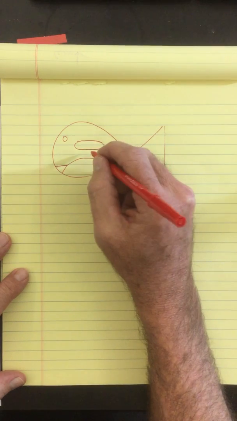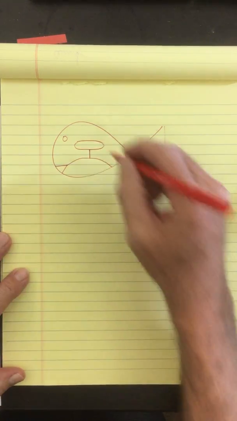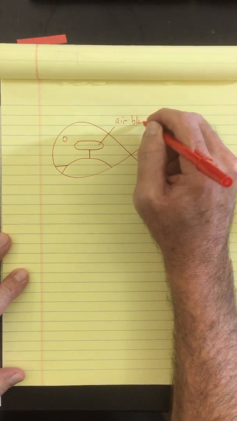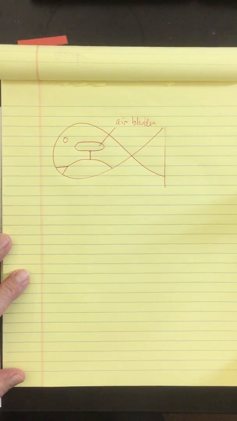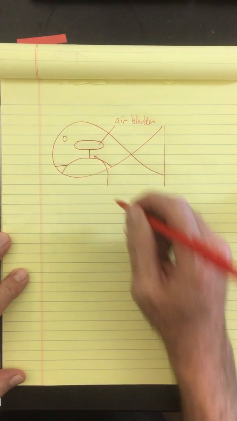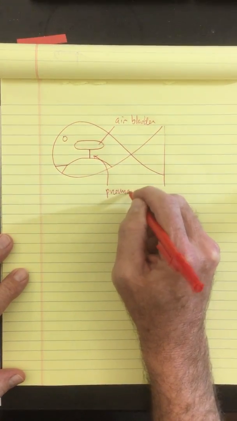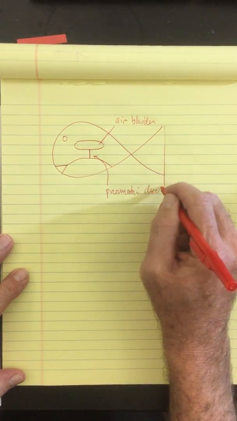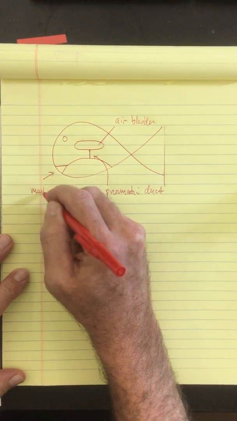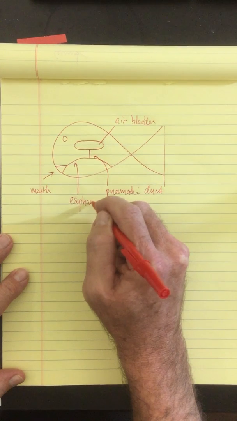In a physostome, you have what's called a pneumatic duct. So this right here, this is the air bladder, and this structure right there is the pneumatic duct. And of course, this is the mouth, and there is the esophagus.